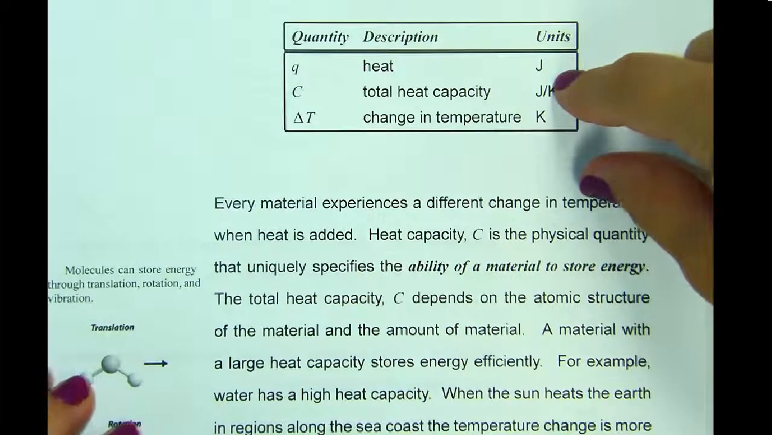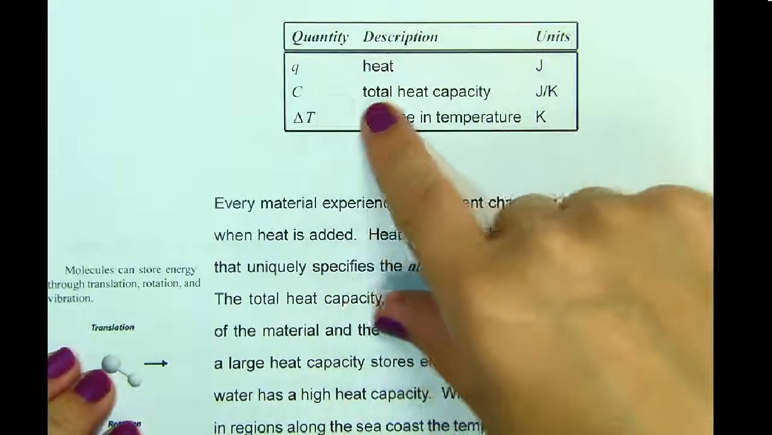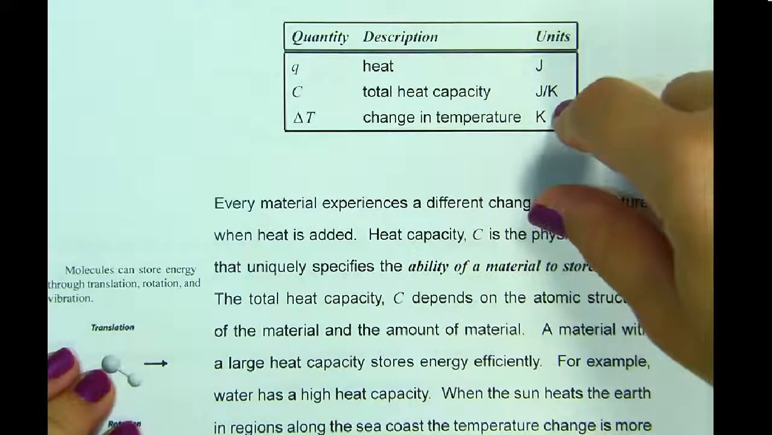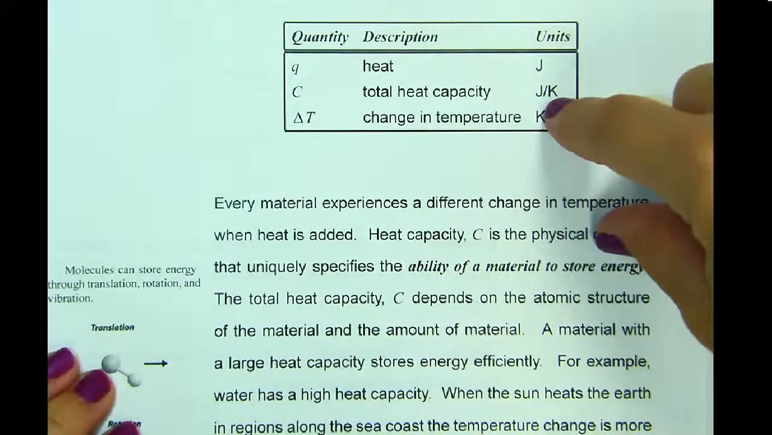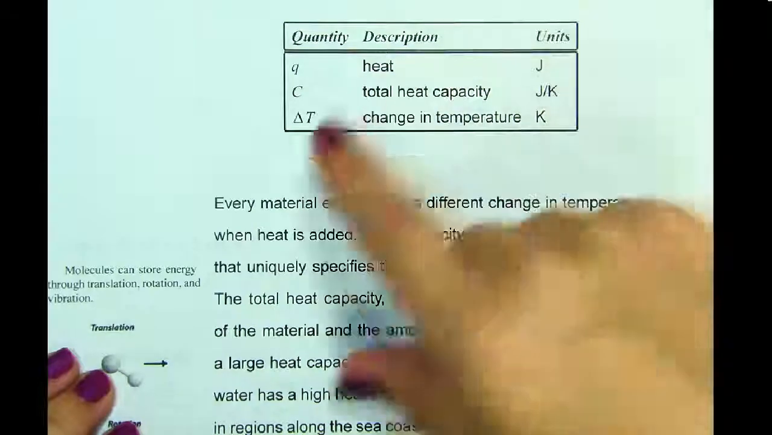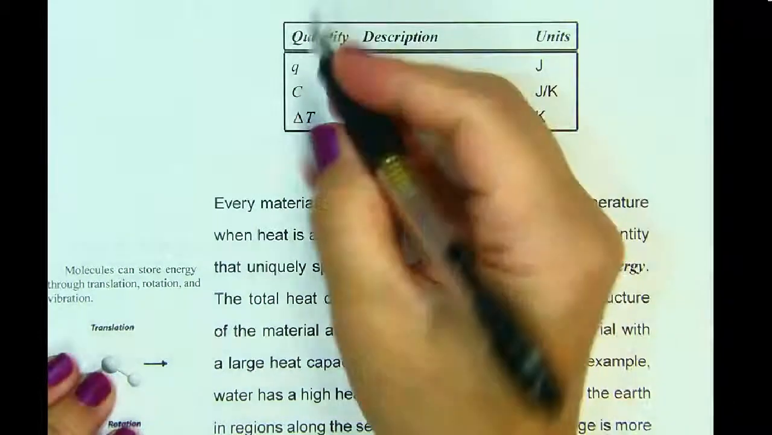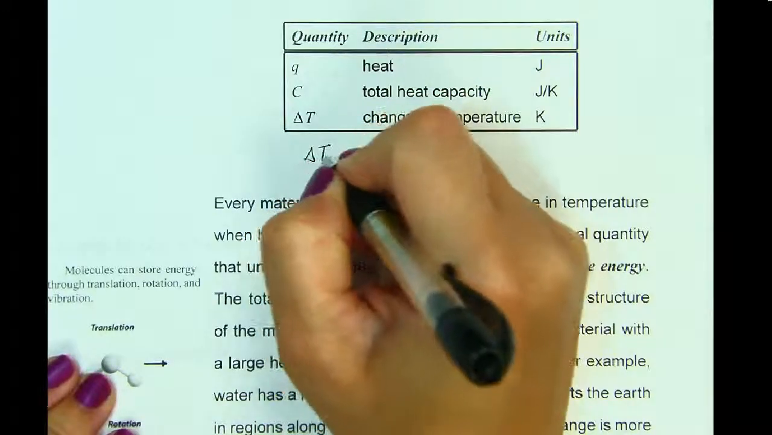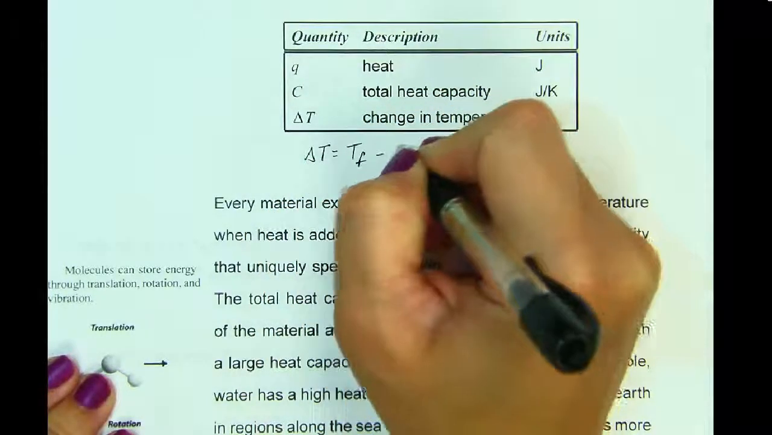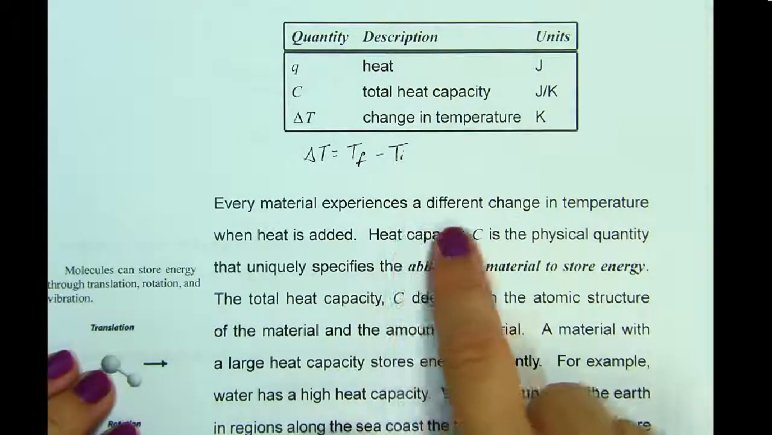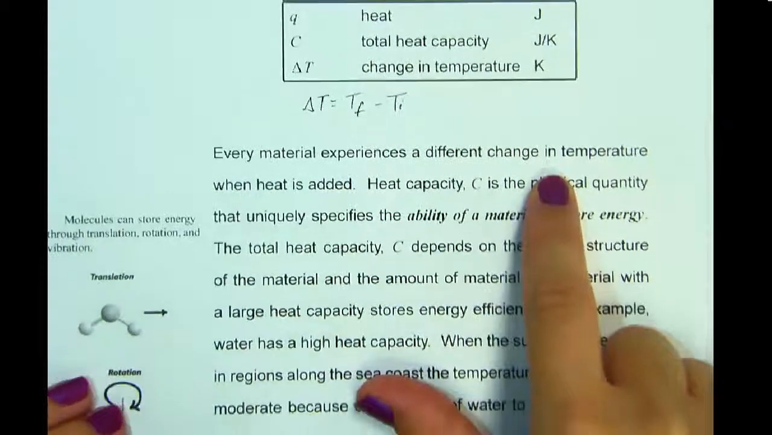That's going to be in a unit of joules. Heat capacity is going to be total heat capacity, which is joules per Kelvin. When you're doing a specific heat capacity, then we're going to also have a mass unit in here. Change in temperature is in Kelvin, and change in temperature is always going to be equal to the final temperature minus the initial temperature. Every material experiences a different change in temperature when heat is added.